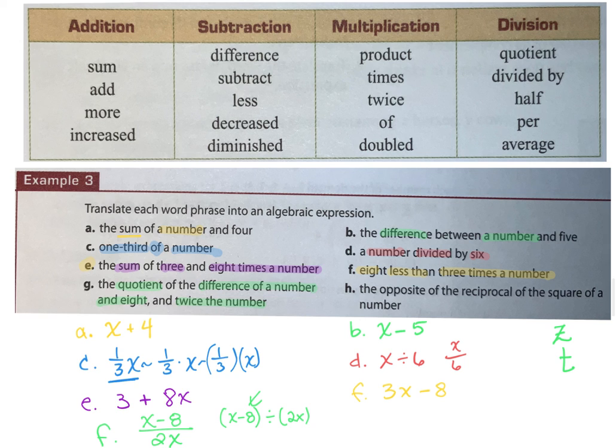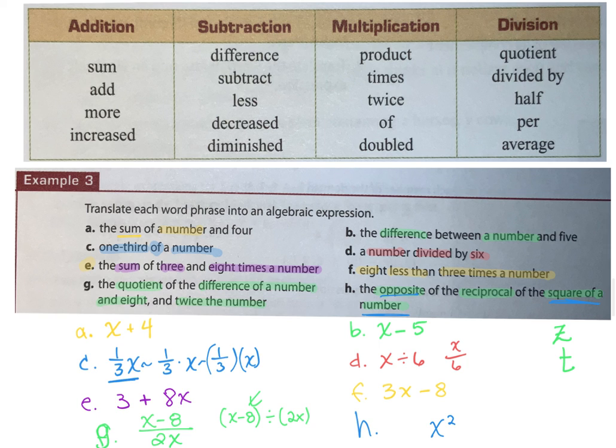And then let's look at H, the last one here. The opposite of the reciprocal of the square of a number. Okay? The opposite of the reciprocal of the square of a number. Let's break this one down. All right? So, that one's actually G. Square of a number. How do I write that? How do I write the square of a number? Yeah, x to the second power.